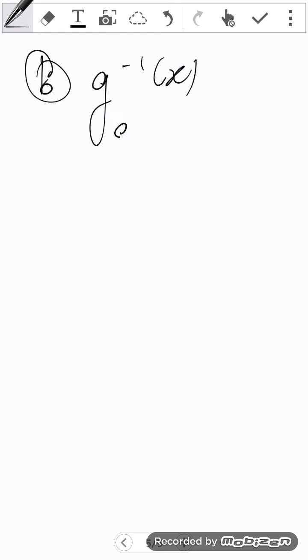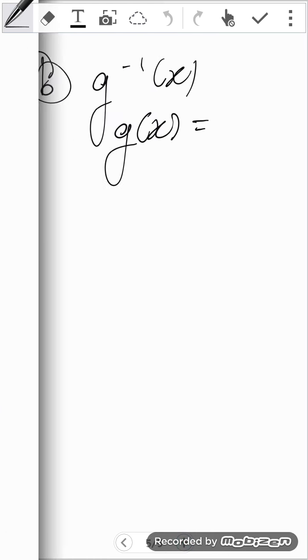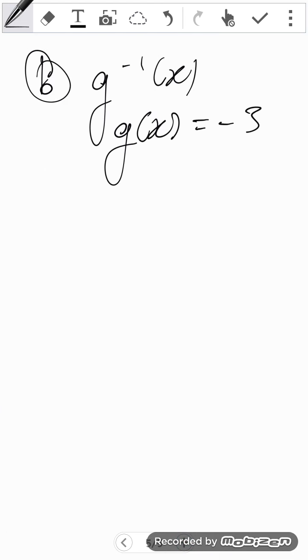And that function is simply g of x being equal to what? We don't really have to get it from our mind. We go back to the question. The question will literally give us the answers. We look at the question, and g of x is equal to negative 3x. So you say g of x is equal to negative 3x, like that.